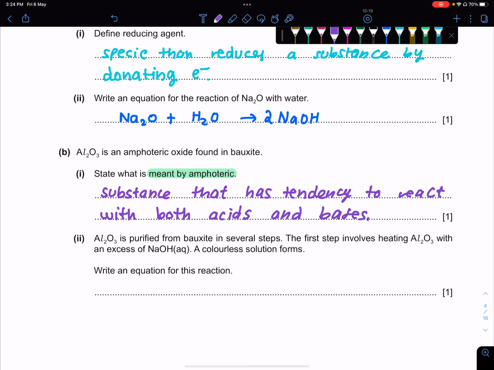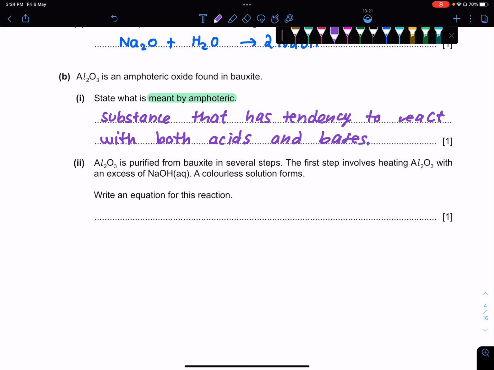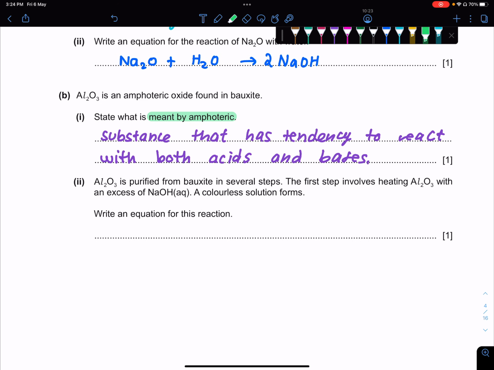Okay, nice. Next part. Al2O3 is purified from bauxite in several steps. The first step involves heating Al2O3 with excess aqueous NaOH. A colorless solution forms. You also have to remember that sodium aluminate forms in this reaction. We have to add water in this step, right?